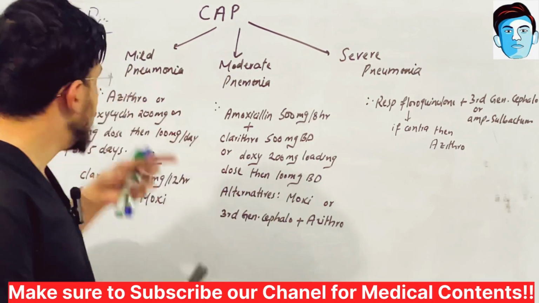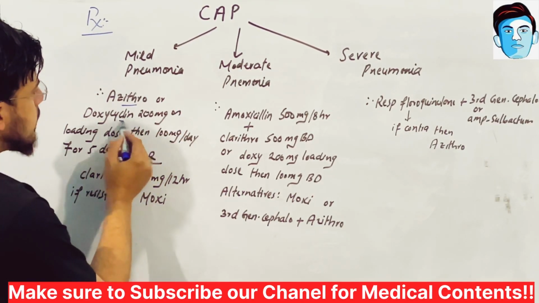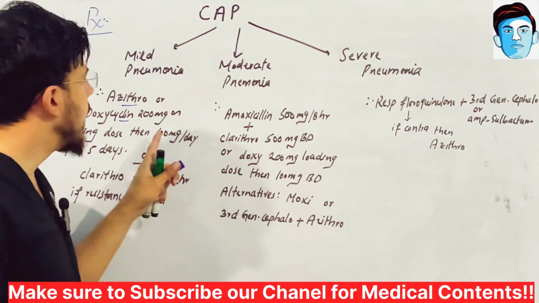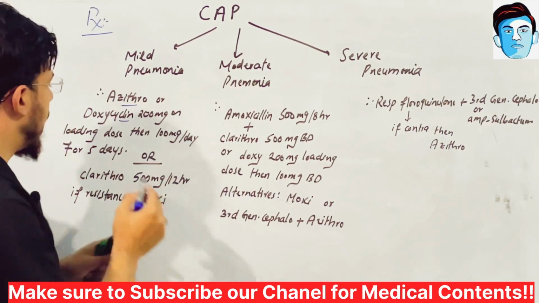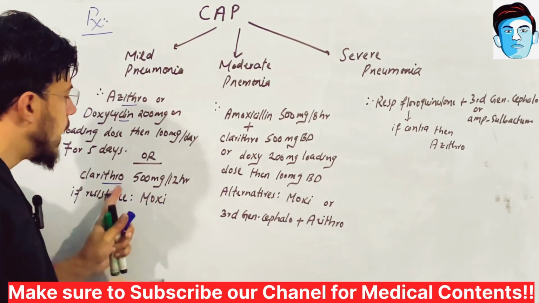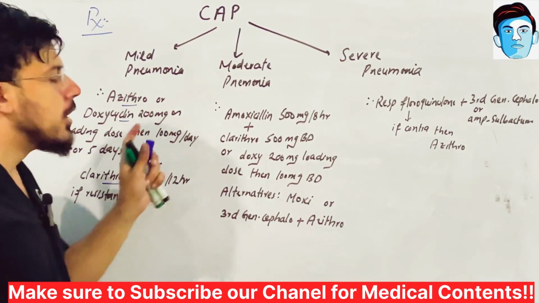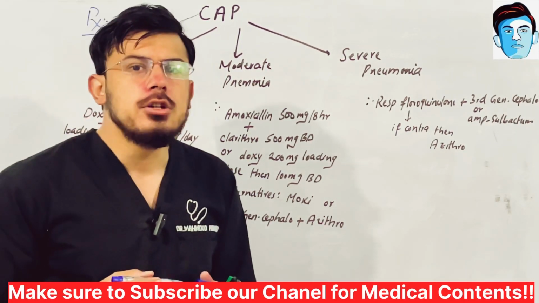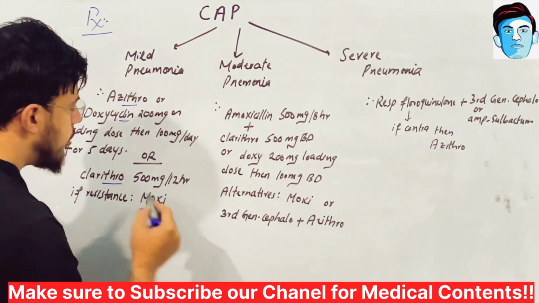In mild pneumonia the CURB-65 score lies from 0 to 1. In mild pneumonia you have to give azithromycin, or doxycycline with a loading dose of 200 mg, then 100 mg per day for 5 days. Or another option is clarithromycin 500 mg every 12 hours. If the patient is resistant to certain antibiotics, in that condition you have to give moxifloxacin.